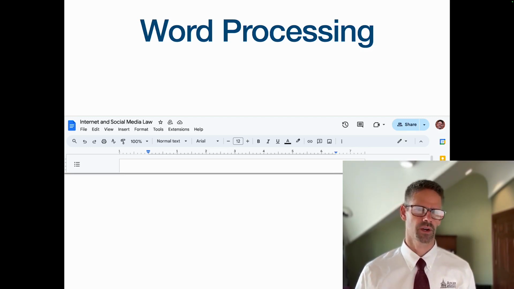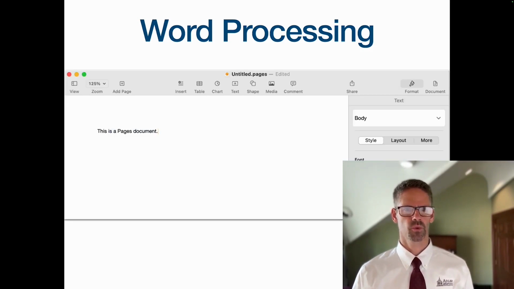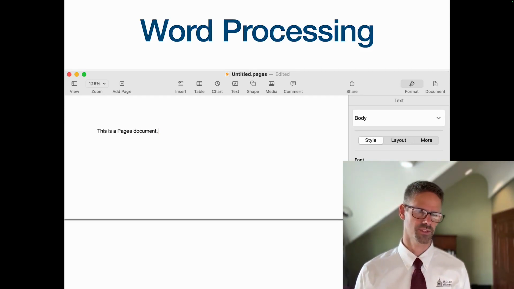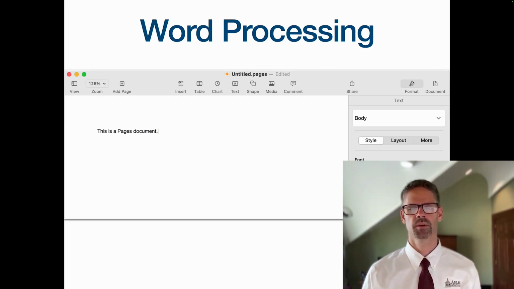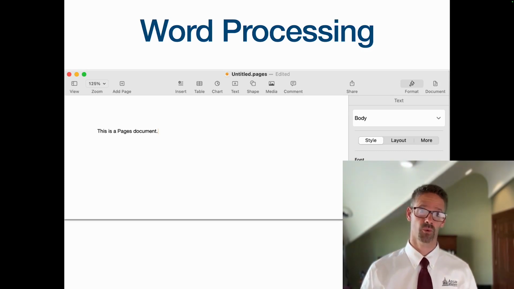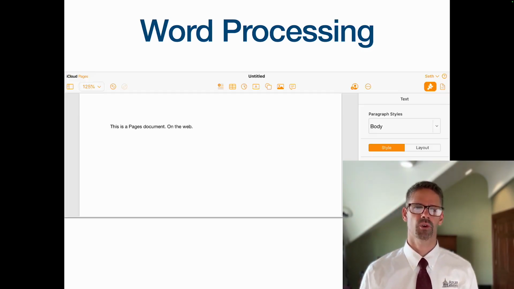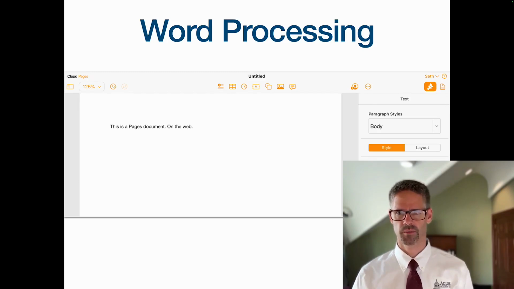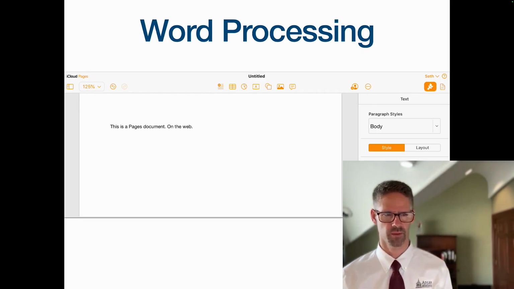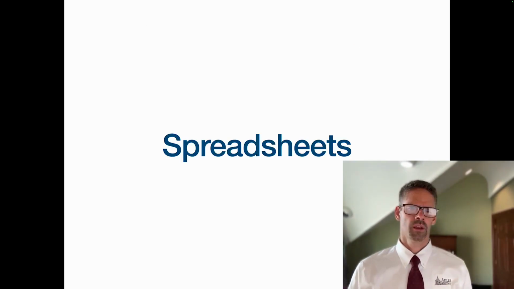Keep in mind, those are kind of the two big ones. And then Apple does have its own word processing built in called Pages. Pages is a word processor to compare with Microsoft Word, and it also has an online component as well, so you can access documents on the web and collaborate and those kinds of things as well.